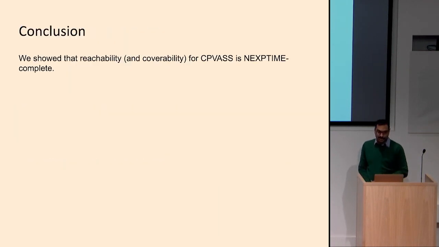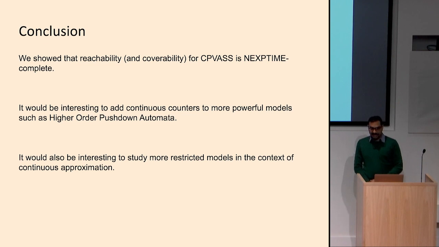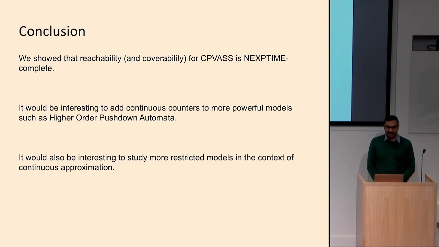So to conclude, we showed that reachability, and in fact even coverability, for PVASS is non-deterministic exponential time complete. It would be interesting to add continuous counters to more powerful models, such as higher order pushdown automata, and see whether we can get decidability results. It is, I think, equally interesting to study more restricted models in the context of continuous approximation and see if we can get better complexity, hopefully like in PSPACE or NP, so that we could actually put it to use. Yeah. Okay, thank you.